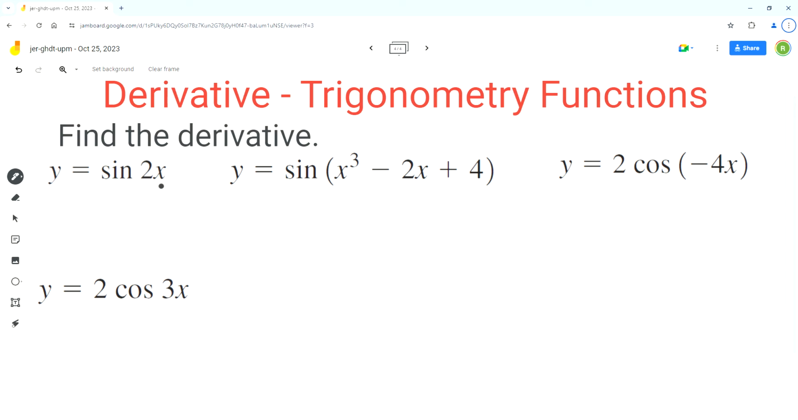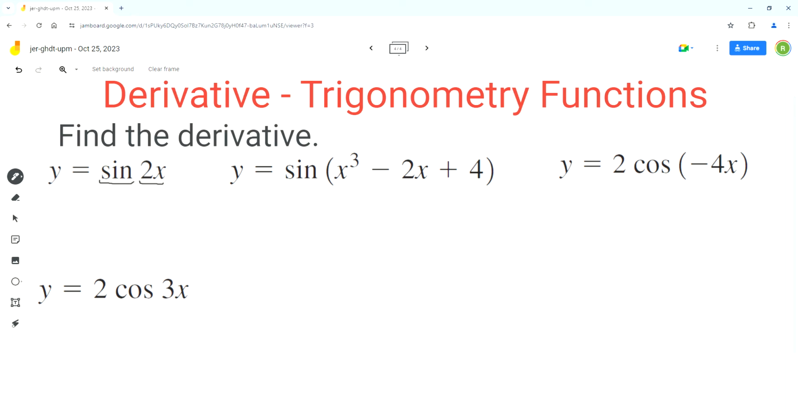For this function, we'll have to use the chain rule, because this function has an outer function, which is the trig function sine, and the inner function is this polynomial function 2x. As per the chain rule, we'll start with the derivative of the outer function. The outer function is sine, and we know that the derivative of sine is cos.